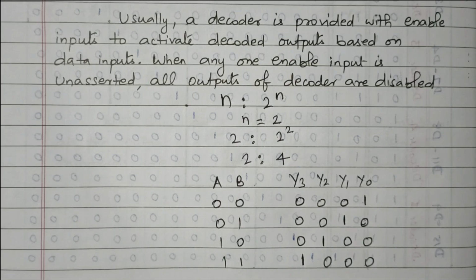So in this video we discussed the basic block diagram of the decoder, and we discussed what the possible outputs are if n equals 2. We discussed the inputs as well as the outputs.